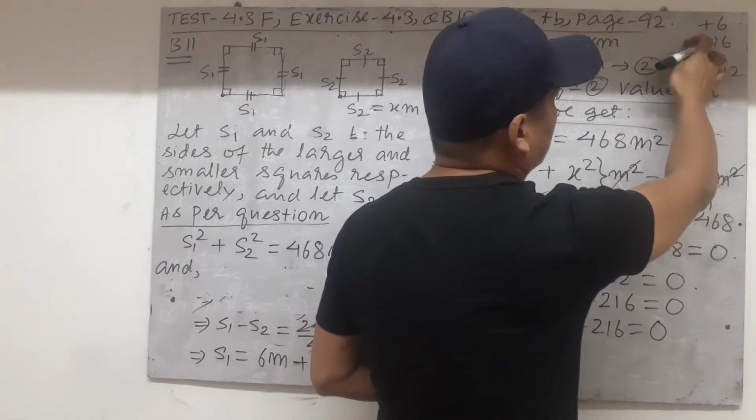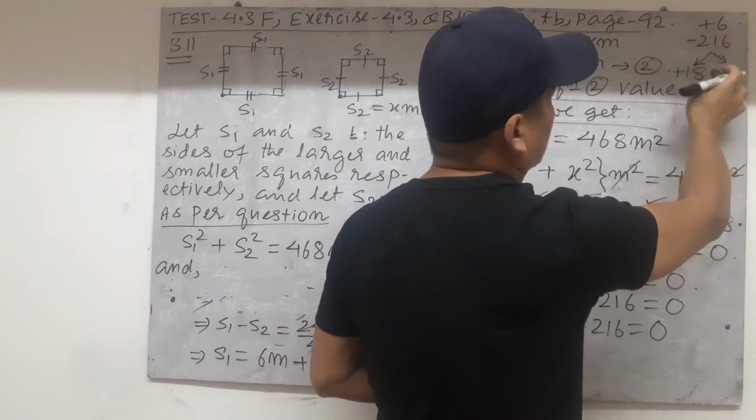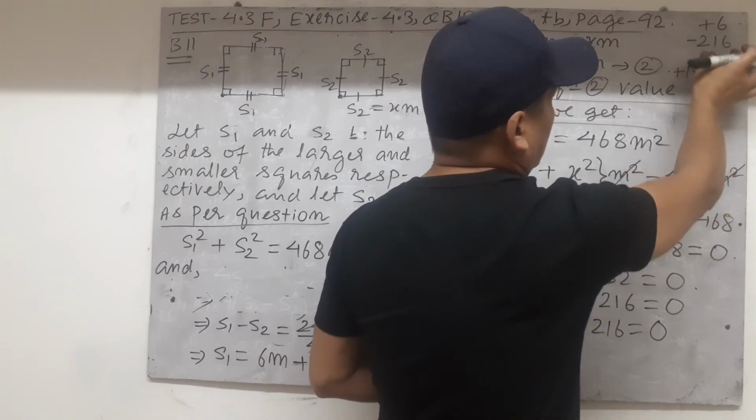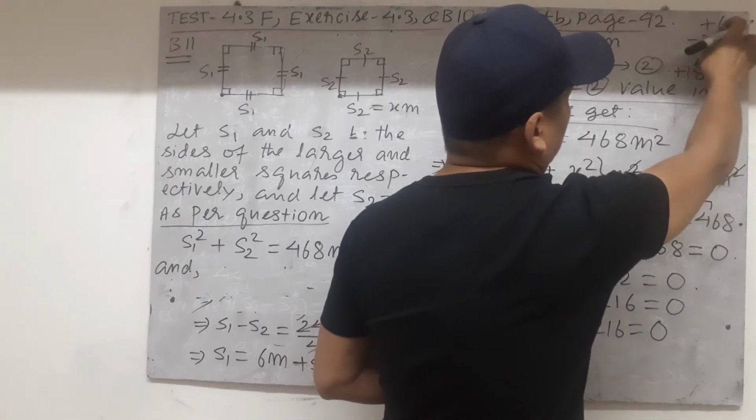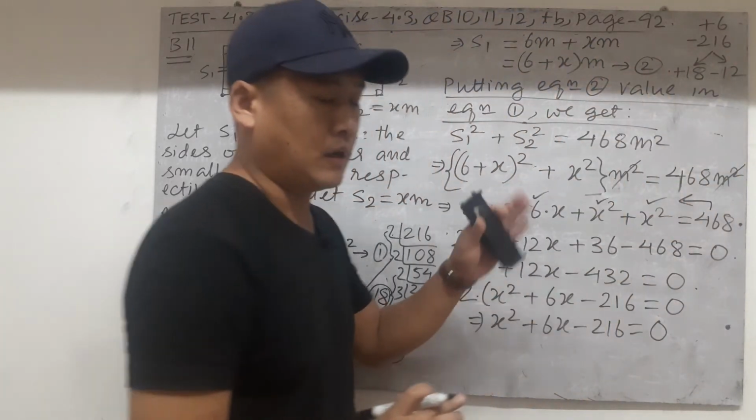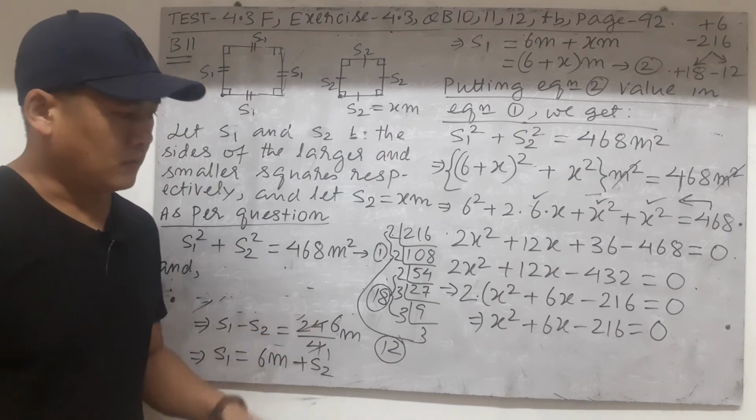Multiply plus into minus, minus 18 into 12, 216. Minus 216, exactly matching when we multiply, minus 216. Exactly matching to plus 6 when we subtract. So that's the correct factor. So that's how we split the middle term.